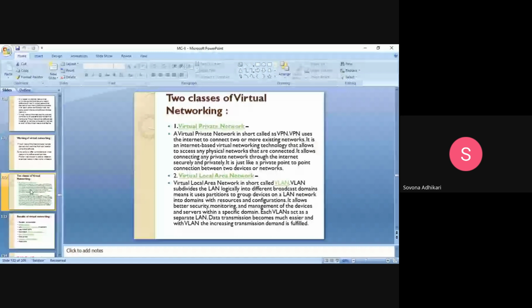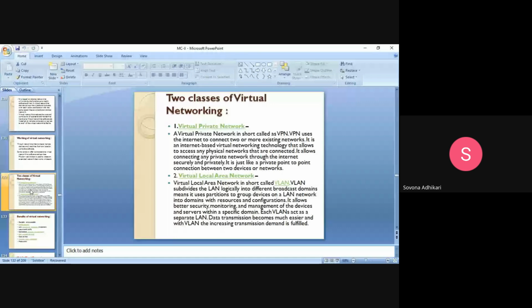Virtual networking is divided into two types. The first is the virtual private network, known as VPN. VPN uses the internet to connect two or more existing networks. It is an internet-based virtual networking technology that allows access to any connected physical network. It also allows connecting any private network through the internet securely and privately, just like a private point-to-point connection between two devices or networks.